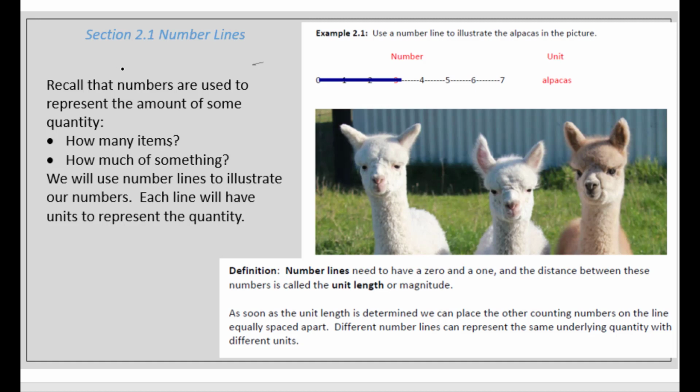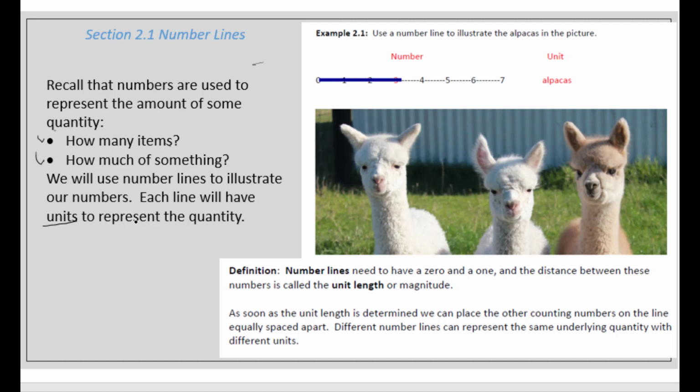Okay, this is the reading section, which I hope you read, but I want to go over because there's actually a lot here. It says, recall that numbers are used to represent the amount of some quantity, like how many items or how much of something. We're going to use number lines to illustrate our number. Each number line will have units to represent the quantity.